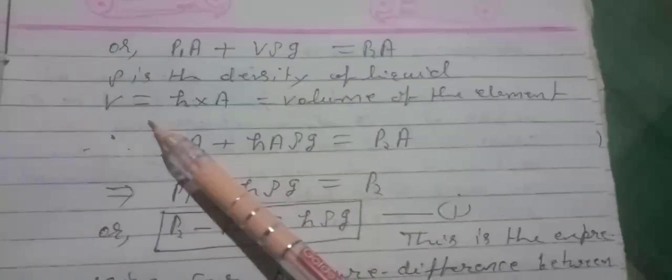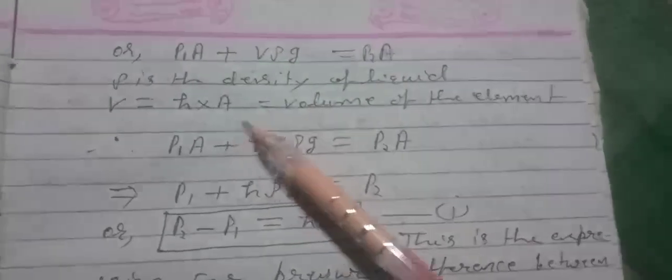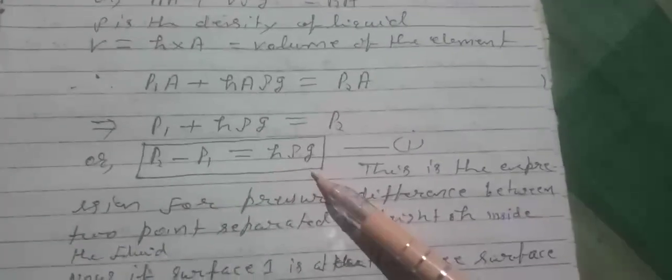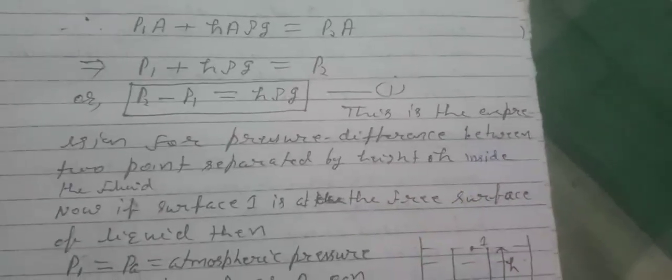Now the volume V equals height into base area, that is cross-sectional area, which is the volume of the element. Hence P1 into A plus hA into rho g equals P2 into A. This implies P1 plus h rho g equals P2. Hence P2 minus P1 equals h rho g. This is the expression for the pressure difference between 2 points separated by height h inside the fluid.